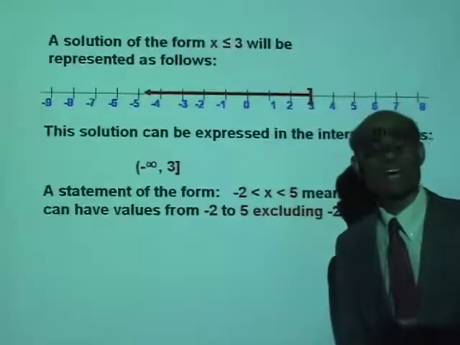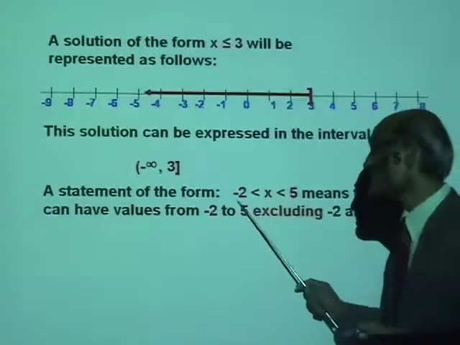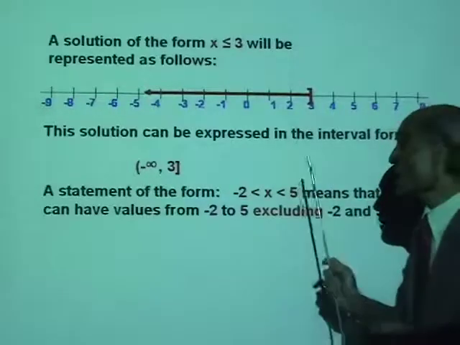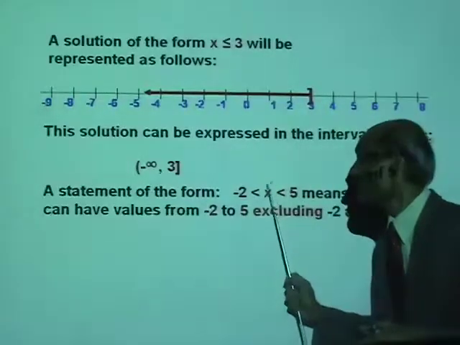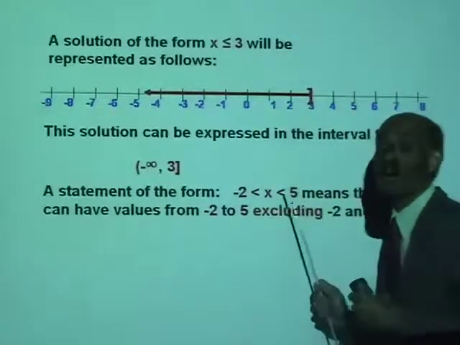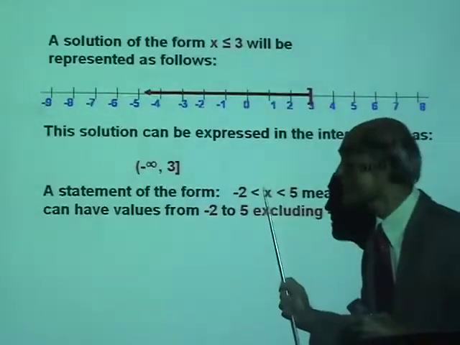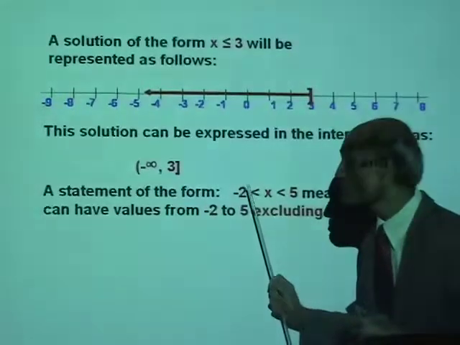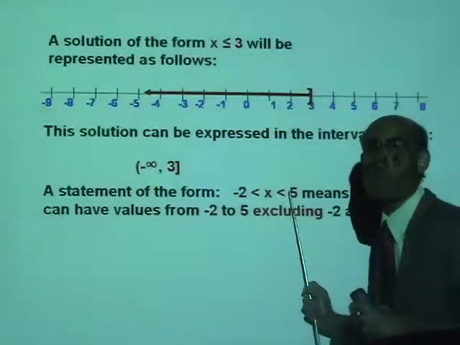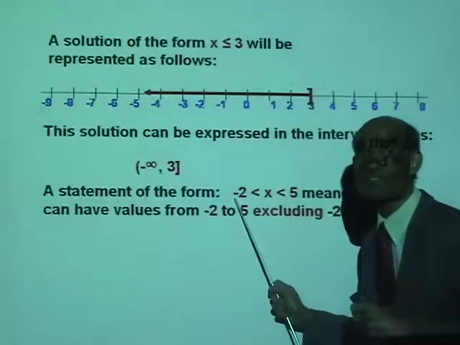Okay, let's now look at another statement, an inequality statement. What does this mean? Negative 2 less than x less than 5. Now, what this means is that the values of x are between negative 2 and 5. In other words, the interval in which you can find the values of x has a left boundary of negative 2 and a right boundary of 5. That's the meaning there.